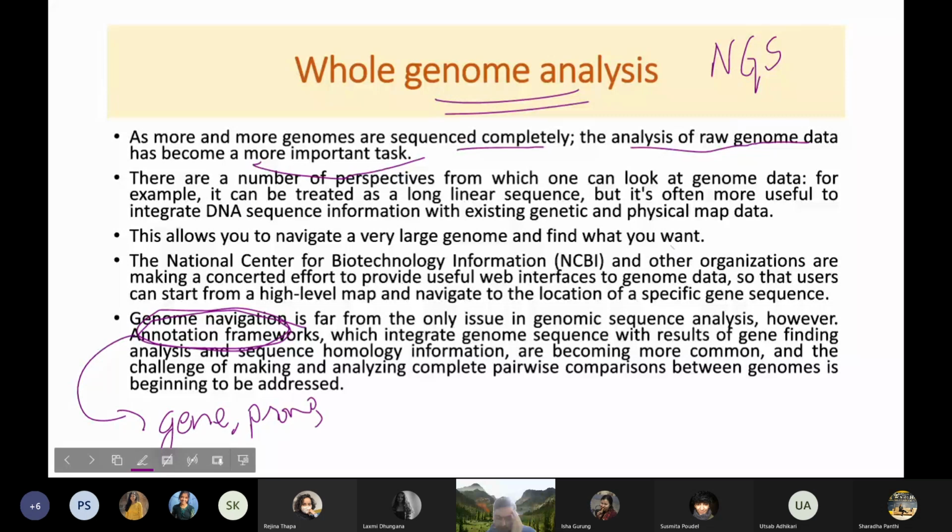other genomes. So you have the genome, and then you have this human genome.